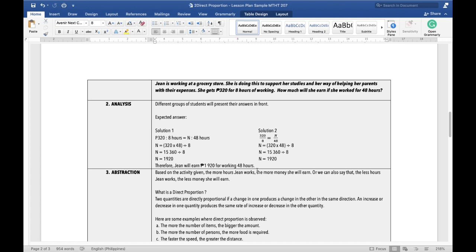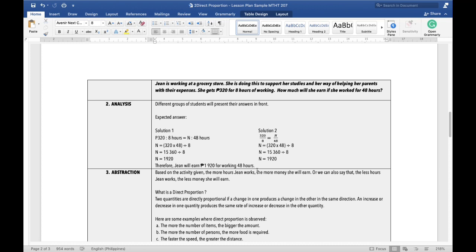Each one of them will be given a time to explain how they attacked the problem. We can expect that some of the students and some of the groups will present wrong answers, but that's fine. At least they're trying their best, they're using their brains, and they're helping Jean in solving the problem. But what we wrote here was the expected correct answer. So we have the first solution and we have the second solution.